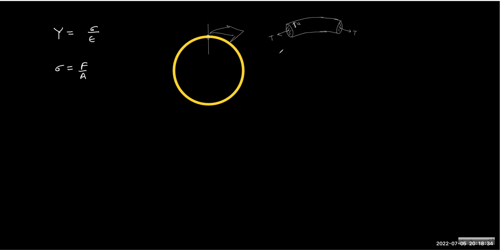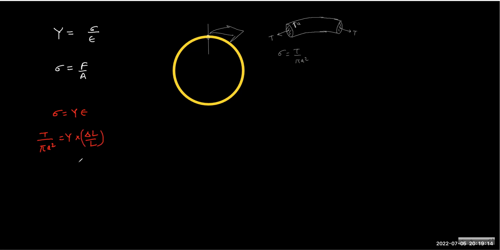So now the stress developed will be the tension upon pi a square. Now this is the question from elasticity. Once you know the tension in this particular case of the ring, this is the stress, T upon pi a square. And from the Young's modulus definition, the stress is Young's modulus into strain. So T upon pi a square is Y into the change in length of the ring upon original length.